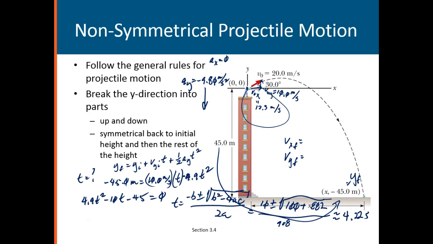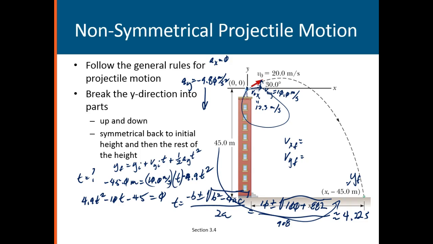You know your initial velocity in the x direction, don't you? You calculated it for me, right? It's 17.3. Okay, 17.3. And how does that change as the ball goes up and comes down? It doesn't change, because the horizontal component of the acceleration is 0.